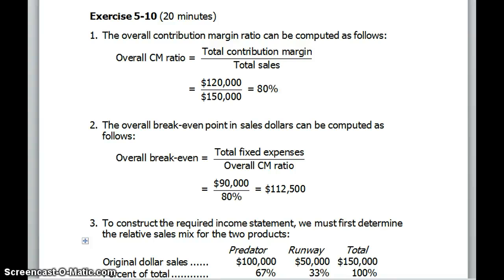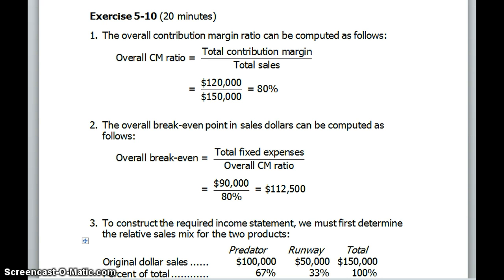We will now walk through the solution to exercise 5-10 on page 215 in the textbook. This problem requires us to compute the break-even point for a multi-product company. Here we have Lucky Products, which markets two computer games, Predator and Runway. A contribution format income statement for a recent month for the two games is given in the middle of page 215. The requirement is to compute the overall contribution margin ratio for the company.